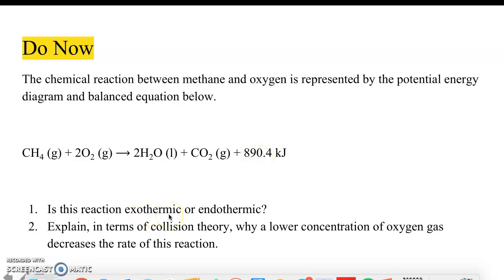This is exothermic. Question number 2, explain in terms of collision theory why a lower concentration of oxygen will decrease the rate of reaction. Remember collision theory has to do with particles. If we have a lower concentration, we have fewer particles of oxygen, which means we have fewer effective collisions, which decreases the overall rate of the reaction.